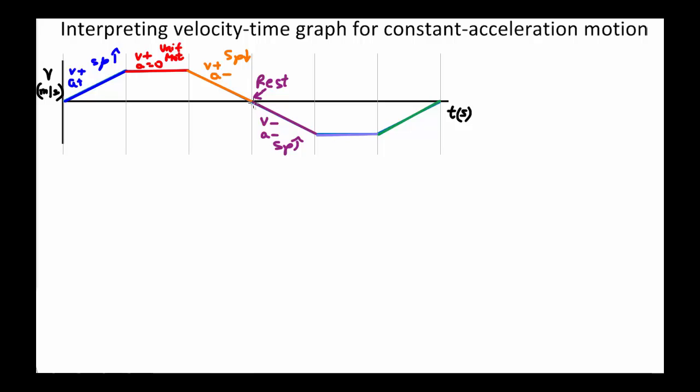So this is a turnaround point. The object slowed down, came to a stop, turned around, and started moving in the reverse direction. Can you think of an example that would be consistent with that? Well, it could be a ball that I tossed up.